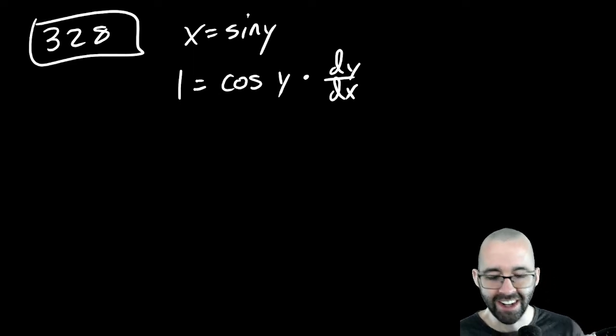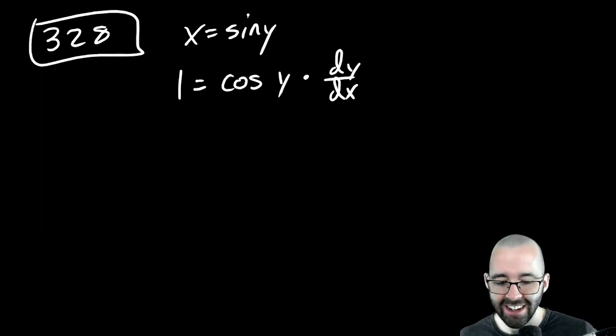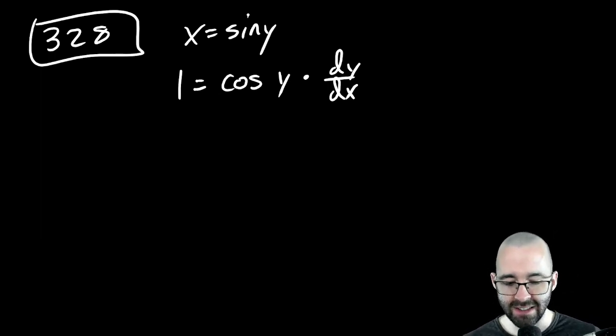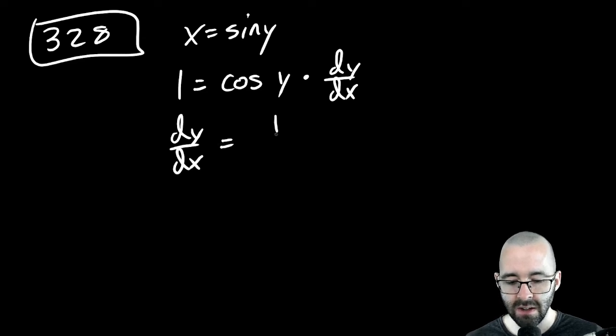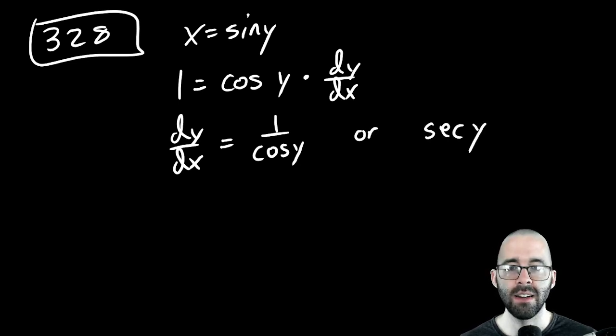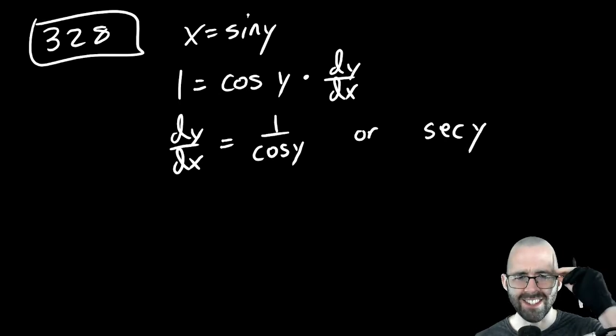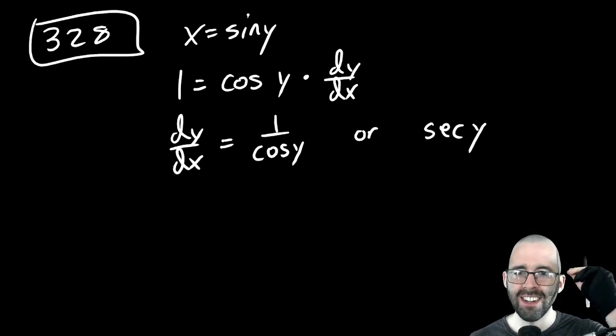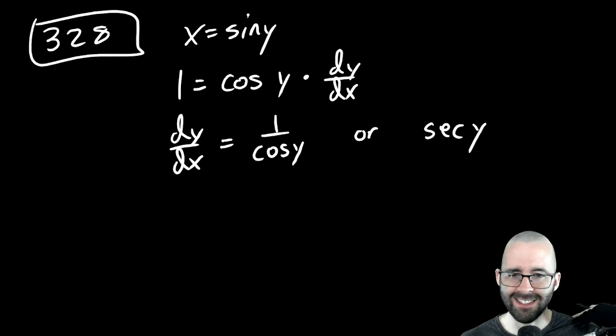Okay, we're fine. I lost it for a second, and I'll show you why. Let's solve for dy/dx by dividing by cosine. We get 1 over cosine of y, or the secant of y. And my first thought was, well, that's not good, Jason. Derivative of inverse sine isn't secant.